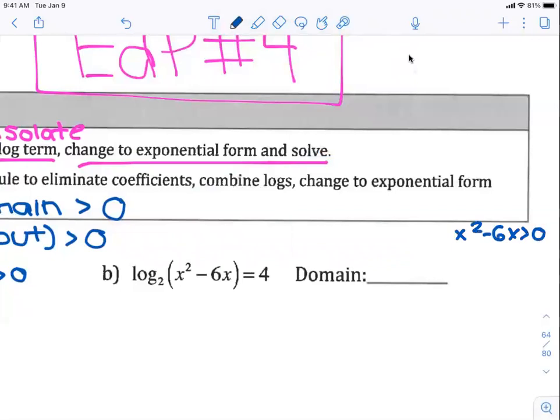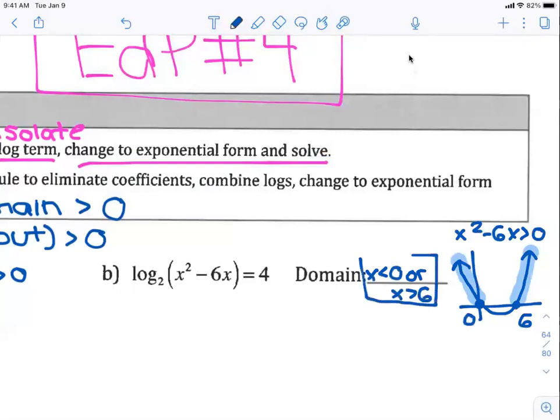I can solve this one because it's a quadratic. This is when I said go ahead and use your calculator to make it a little bit easier on you so you can graphically see what you're looking at. This is a graph that looks like this. It crosses the x-axis at 0 and at 6. So when we're talking about greater than 0, that's when it's above the x-axis. So those two parts. So our domain for this is when x is less than 0 or x is greater than 6. That's our domain. So we're going to answer that part first.